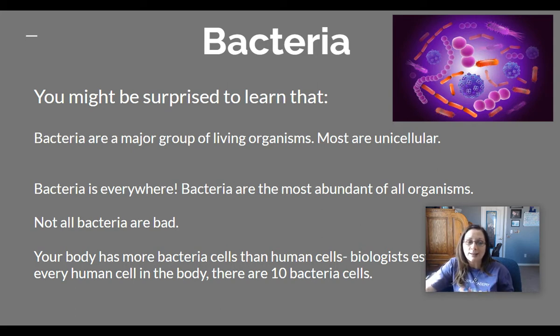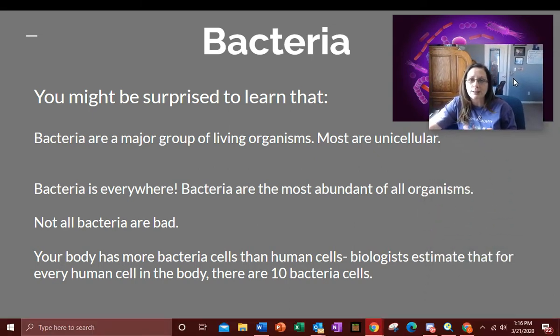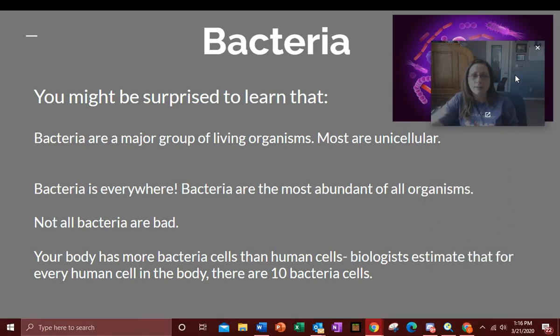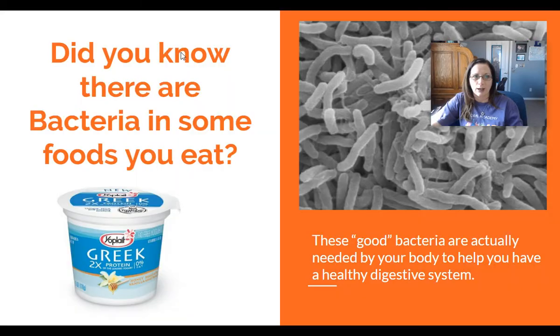So in our bodies, we actually have more bacteria than we have human cells. And biologists estimate that for every human cell in the body, there are 10 bacteria cells. So remember, we talked about how many human cells we have. Does anybody remember? We have like trillions of human cells, right? And now we got to multiply that by 10 in order to come up with how many bacteria cells we have. So I'm going to leave that to you guys in math with Miss Montgomery.